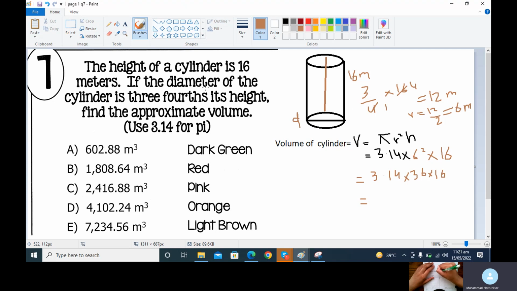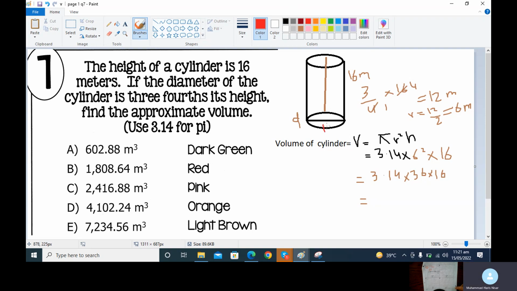So we make an equation: 3/4 of height. Height is 16, isn't it? 3 by 4 multiplied by 16 will be equal to 12 meters. Clear? So now this 12 meters is the diameter, isn't it? Got it or not?